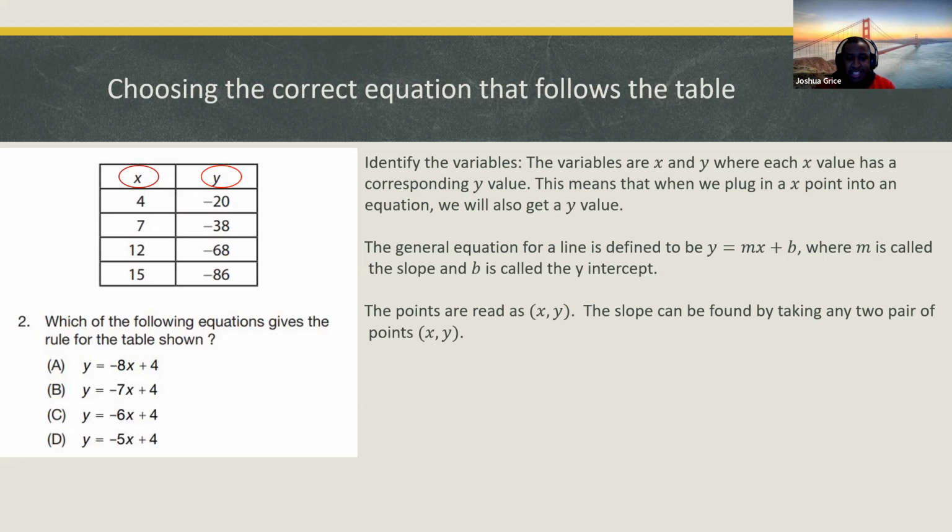And the way you read points is they're written in what we call a coordinate. So for example, where you see 4 and -20, this means when X is 4, we will have a Y value of -20.